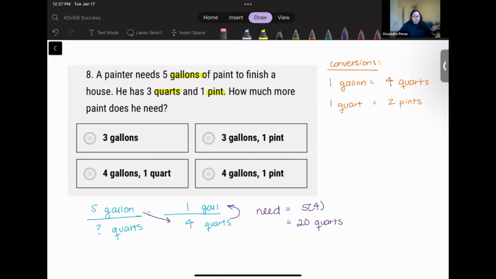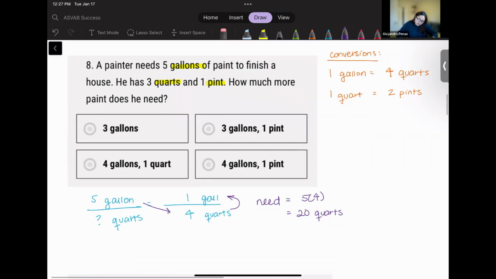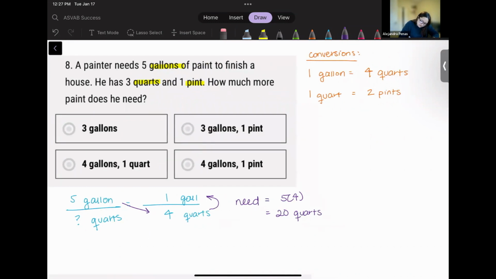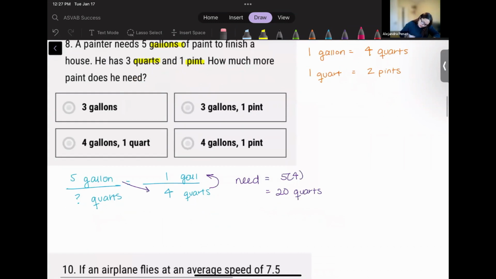So now let's figure out how much does he actually have. Well, we need to convert this 1 pint. Well, that one's easy. I hope you guys can do this one in your head. 1 quart is 2 pints. So how many quarts do you have if you only have 1 pint?